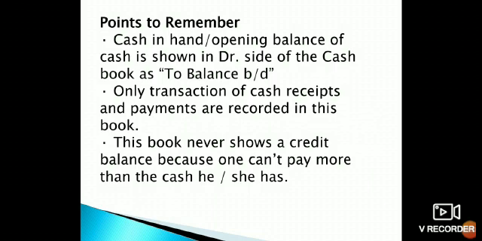The points to be noted while preparing the cash book. Cash in hand or opening balance of cash is shown in debit side of the cash book as balance brought down. Only transactions of cash receipts and payments are recorded in this book. This book never shows a credit balance because one can't pay more than the cash he or she has.